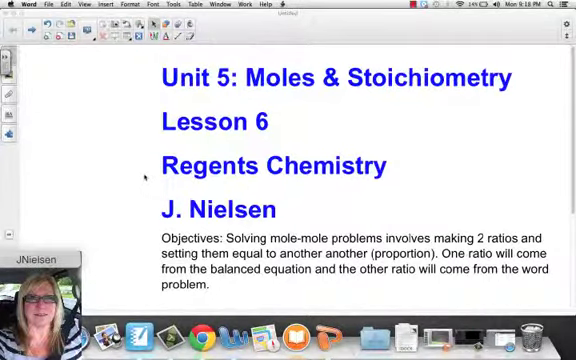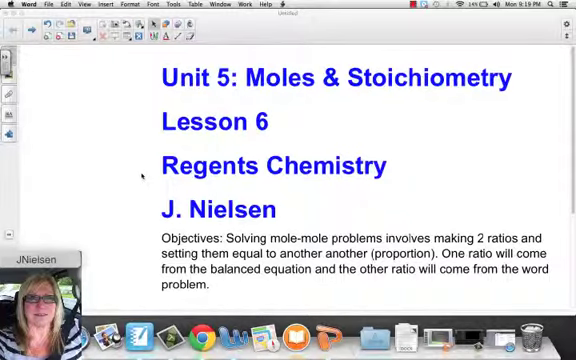Okay, so this is Unit 5, Moles and Stoichiometry, and we're almost to the end of this unit. This is Lesson 6, and in this lesson we're going to focus on mole-mole problems. And they're really easy if you follow the process. And you need to have a balanced equation.